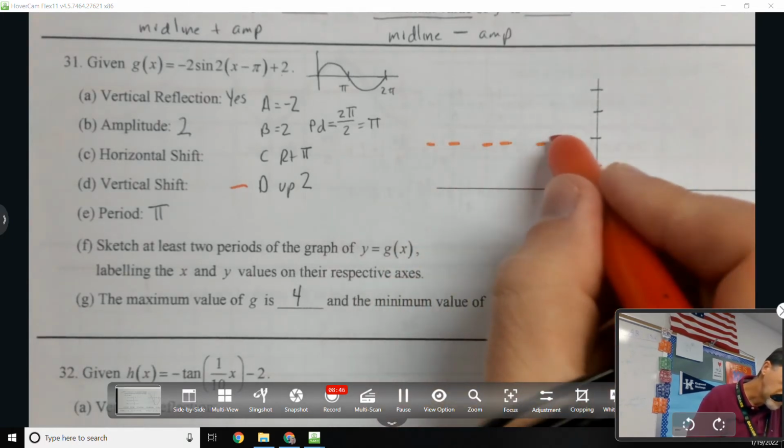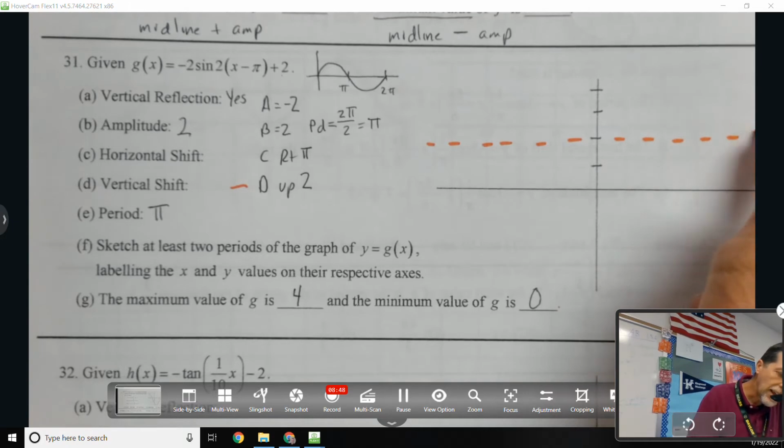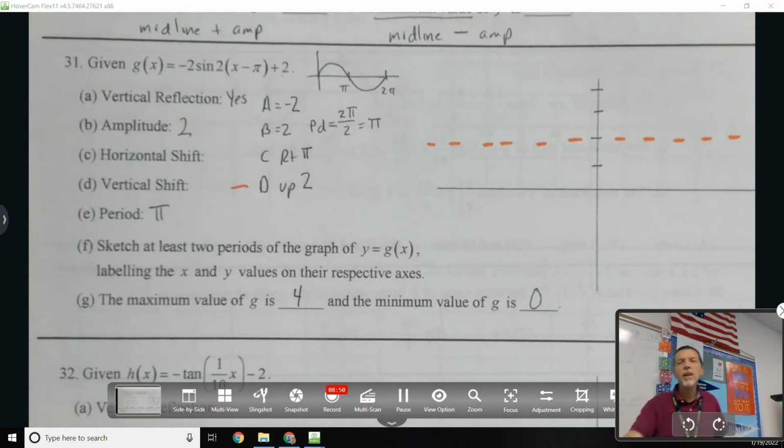So midline at 2. Again, it's not an asymptote. You don't have to graph the midline, but I think it's helpful. It helps sort of center the graph. I know my graph needs to be centered on that line.